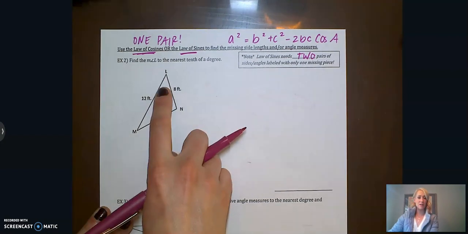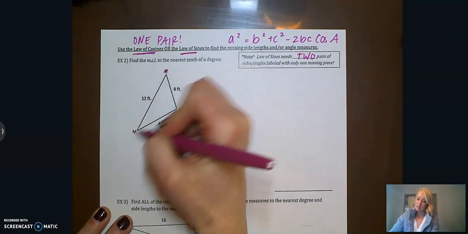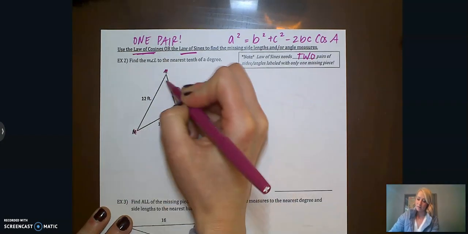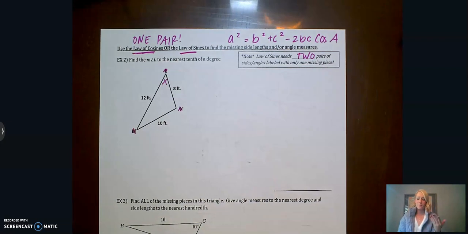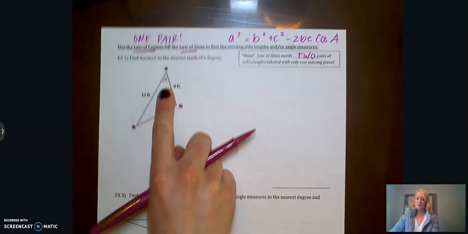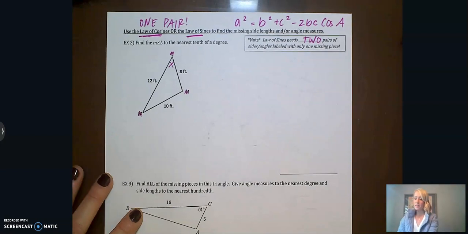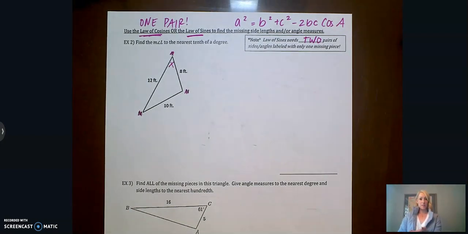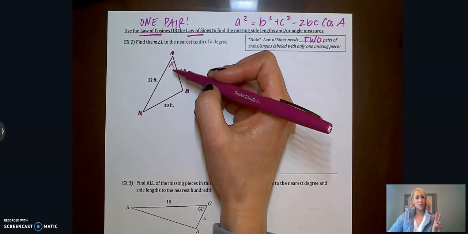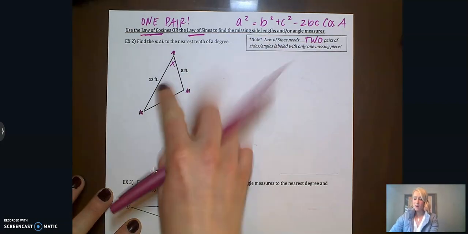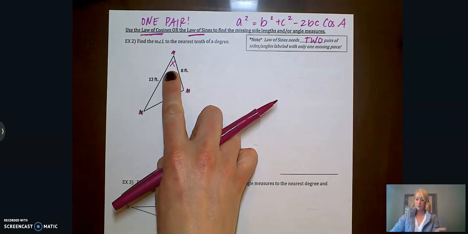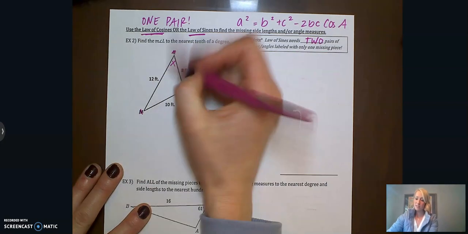I want to find angle L on this picture, nearest tenth of a degree. For me, I don't love looking at those letters. It doesn't matter though. I cross them out and I just call that X. I have no idea why I like to do that, but I do. Then I look for pairs. That's going to help me to decide which law to use. So X is the only angle that's labeled. That's what I'm trying to find. That goes with side 10.